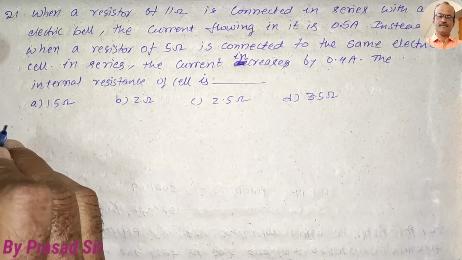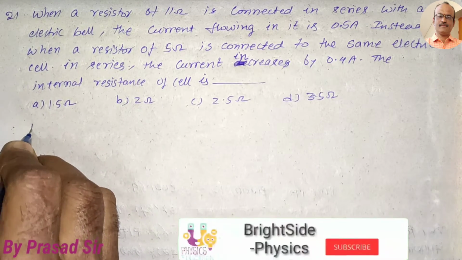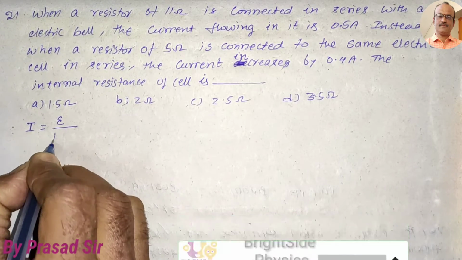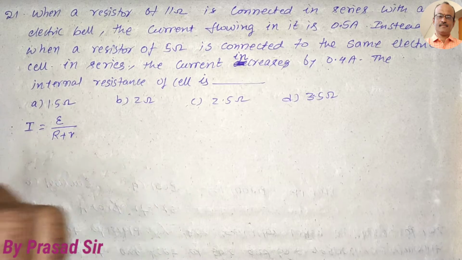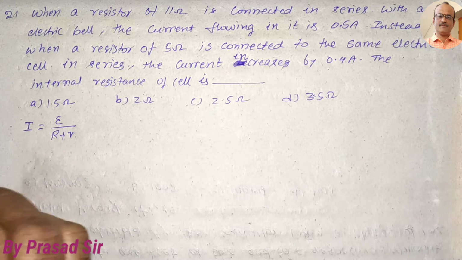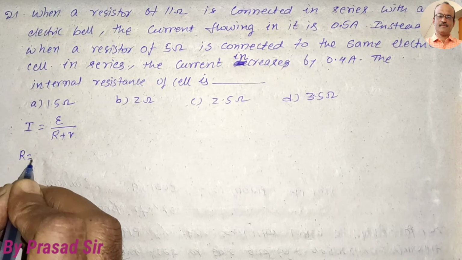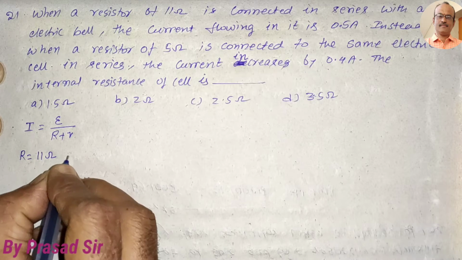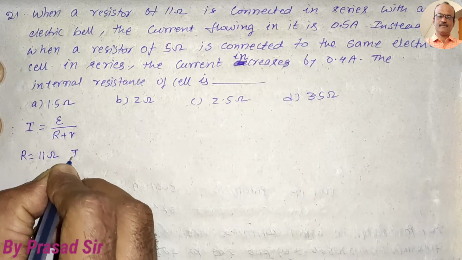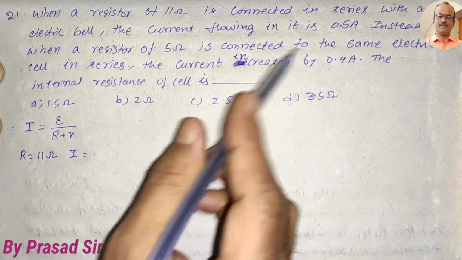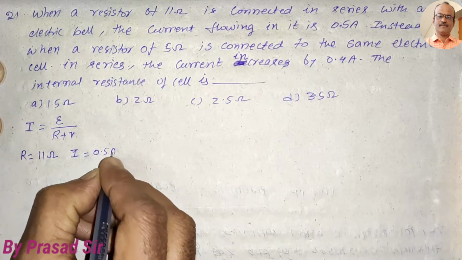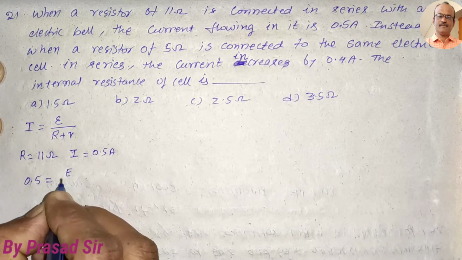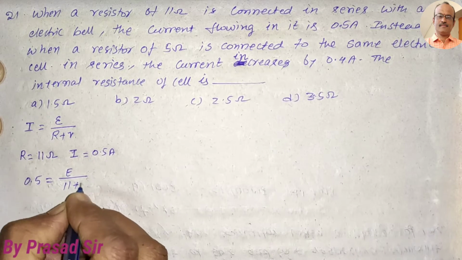So first of all, to solve this one, we have the formula: the current I is equal to EMF divided by resistance plus internal resistance. So in case 1, what is given here? R is equal to 11 ohms and the current flowing through that is I is equal to 0.5 amperes. Now substituting in that, 0.5 is equal to E divided by 11 plus small r.